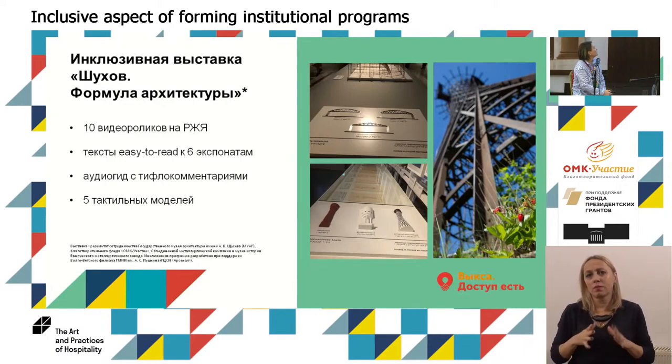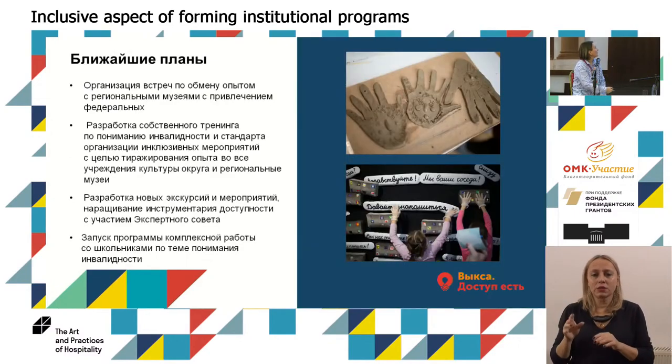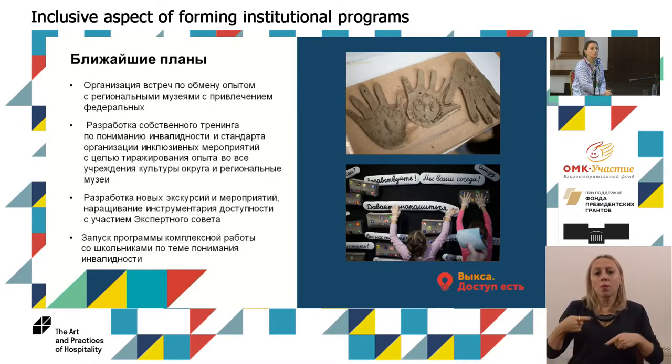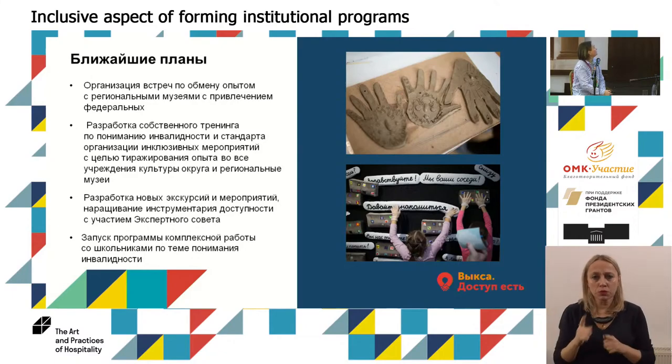Again, we prepared easy to read texts for six objects, an audio guide with audio descriptions and five kinesthetic models. At the beginning of December, we plan online meetings and a small conference with the nearby regional museums. We're going to exchange experience and best practices. We're also going to invite the Polytechnic Museum of Moscow, and we also invite the Arsenal in Nizhny Novgorod.